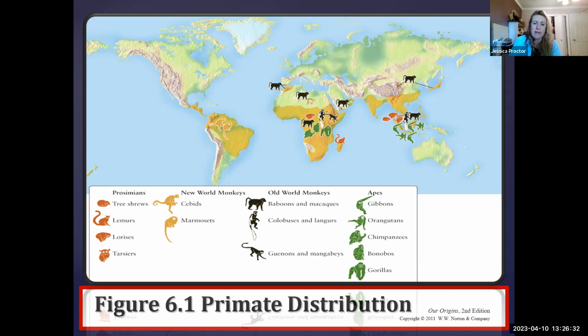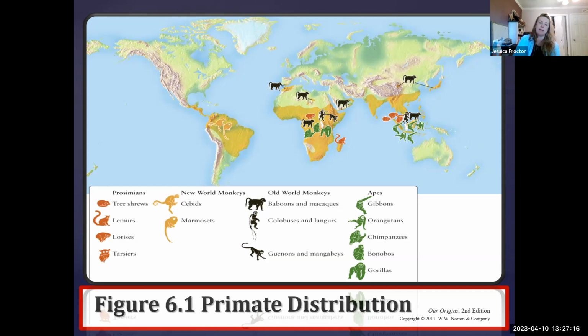We see that the prosimians are confined to, I'm sorry, not Central America, Central Africa. We've got the tree shrew in Central Africa. We've got the lemur in Madagascar. And then we've got lorises and tarsiers in Southeast Asia. And then the New World monkeys are found only in the New World. So the New World is the Americas, the Old World is Africa and Asia. Because we don't have any naturally occurring primates other than humans in North America, we see all of the New World monkeys in South America. And we'll talk about some species of New World monkeys here in a moment.